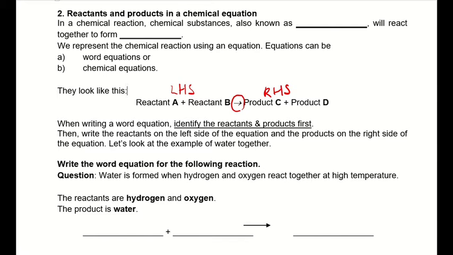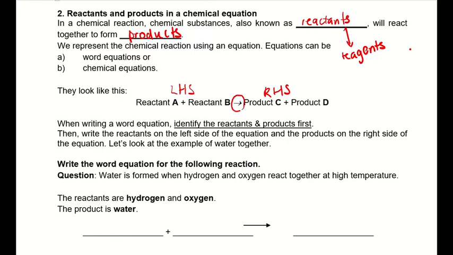Chemical substances that react together are known as reactants. There is another name for reactants. They can also be called reagents. They react and form products.